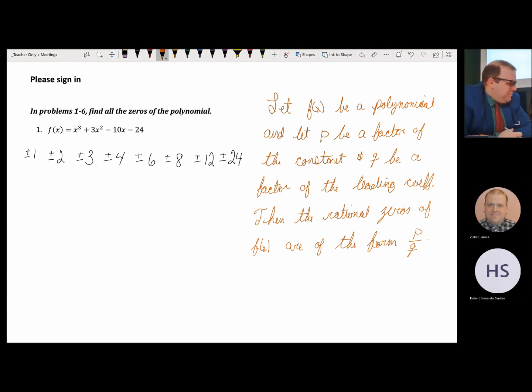Next, let's try and determine the number of positive real zeros we can have and the number of negative real zeros we can have. This is done using what's known as Descartes' rule of signs.